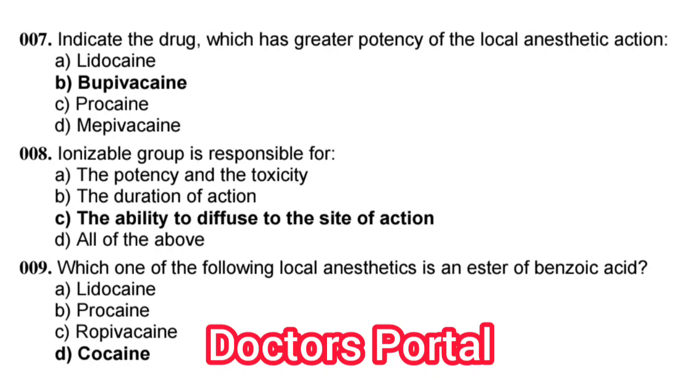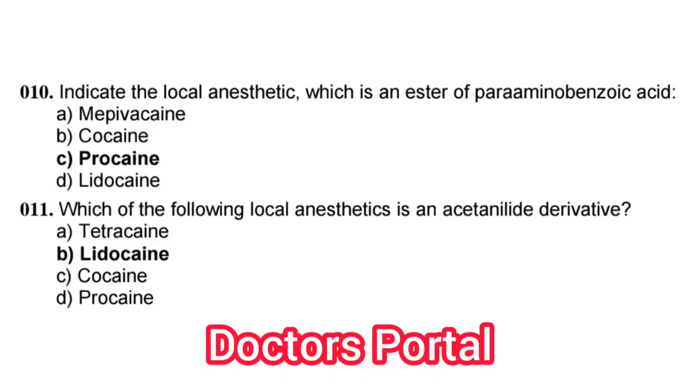Ninth question, which one of the following local anesthetics is an ester of benzoic acid? Here the answer is the fourth option, cocaine. Tenth question, indicate the local anesthetic which is an ester of para-aminobenzoic acid. Here the answer is the third option, procaine.